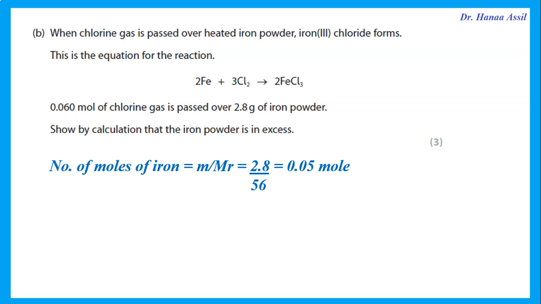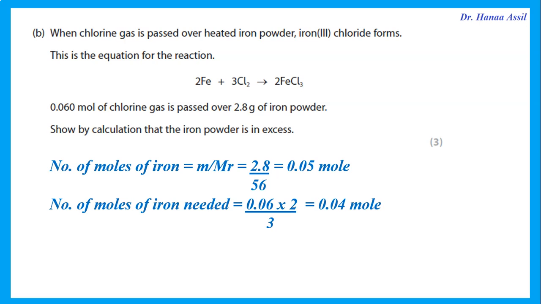Now, to know which one is in excess, I look at the balancing in the equation. We're told that I have 0.06 mole of chlorine, and what they put was 0.05 mole of iron, but the equation says 2 moles of iron react with 3 moles of chlorine. So if I have 0.06 mole of chlorine, how much iron did I need? 2 reacts with 3. So how much would react with 0.06? I find that that is 0.04.